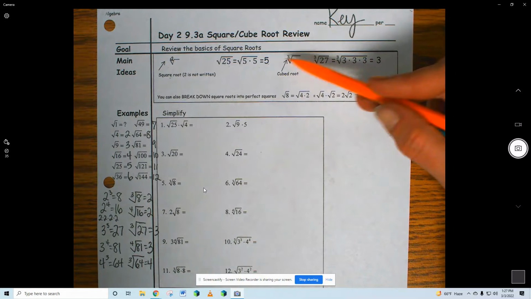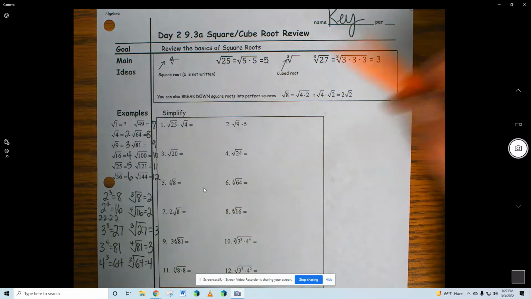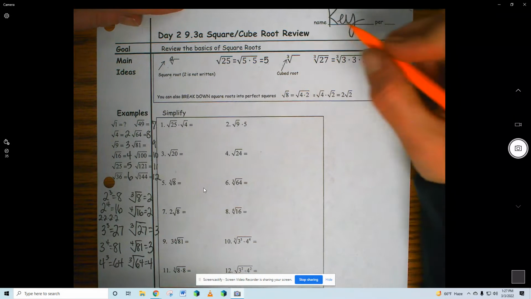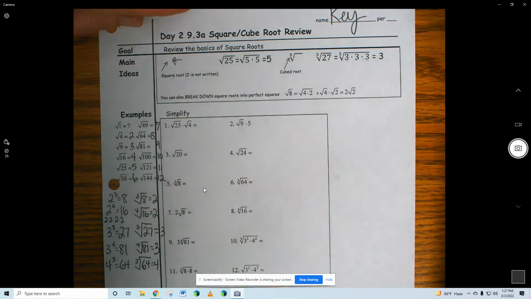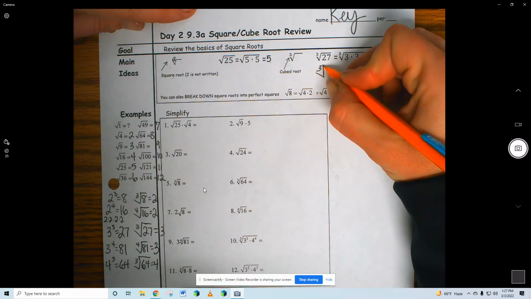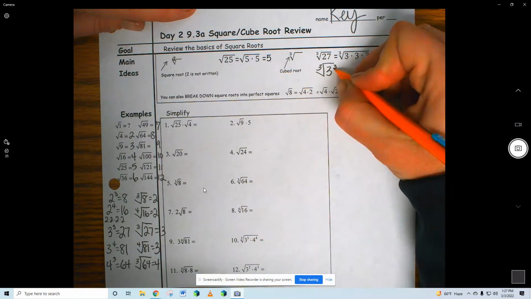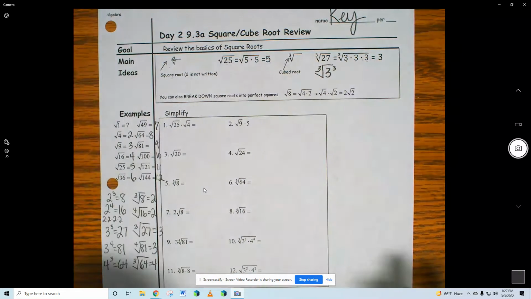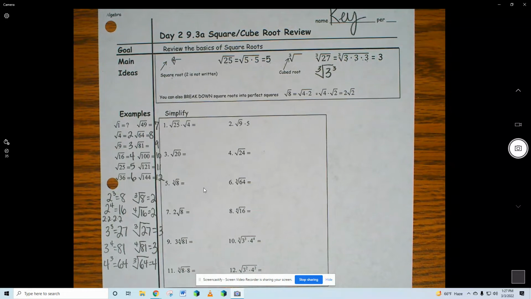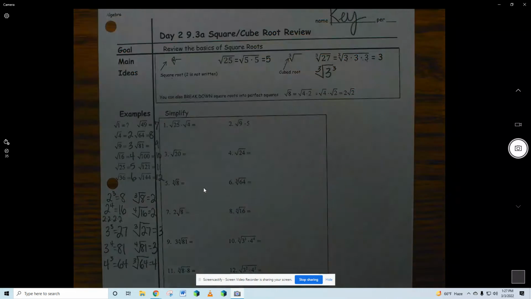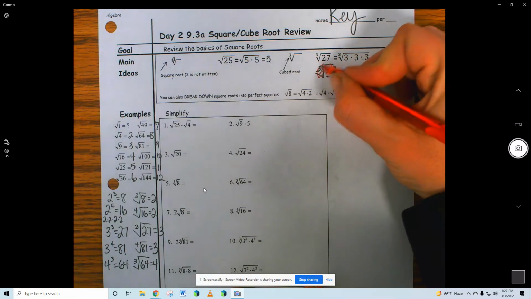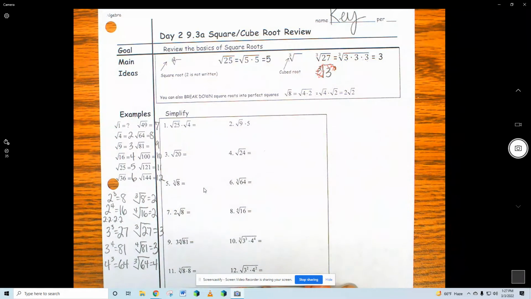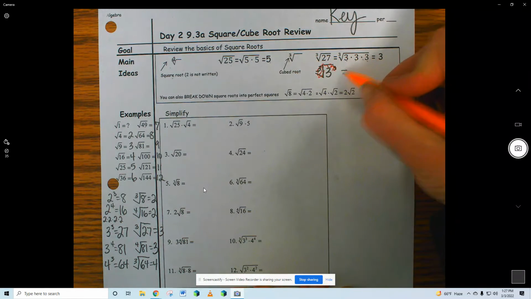A cubed root is here. That would be like something times something times something. 3 times 3 times 3 makes 27. I could also write it like this: the cubed root of 3 cubed. If I didn't want to write 27, I could write it as an exponent. What happens is when I do a cube root and a cubed, these two things right here cancel out. They're opposites of each other. They undo each other. And my answer would just be 3.